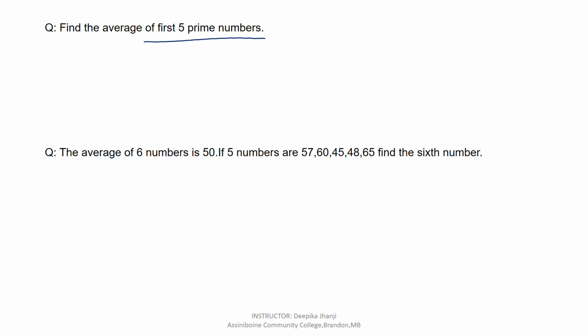My prime numbers are 2, 3, 5, 7 and 11, right? So these are my first 5 prime numbers. When you add them together, you get 28, right? This is the sum total of the first 5 prime numbers.